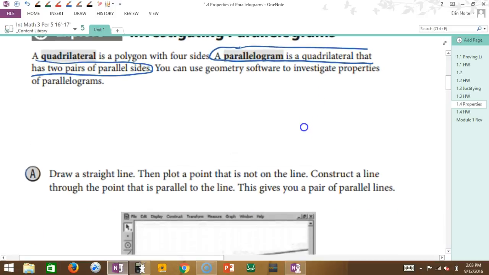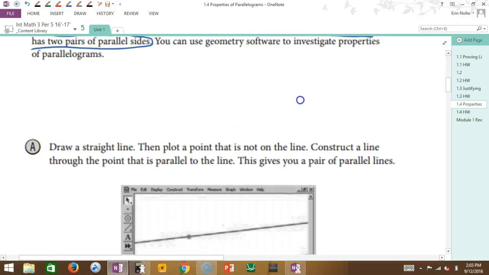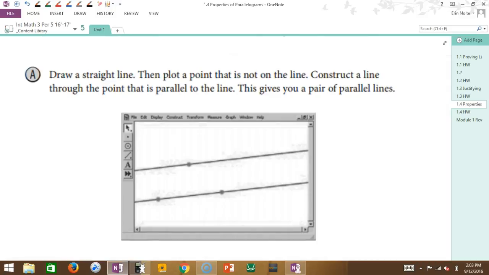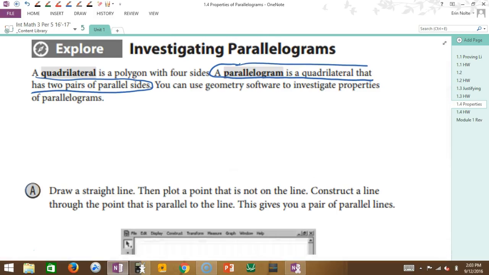What's GeoGebra? This is a picture of GeoGebra. Huh? Just scroll down. Well, I thought you guys were done writing. No. Table. Sorry. Hold up. Yeah, I'm done. Are we good? Okay, well, that was just the definition of a parallelogram.